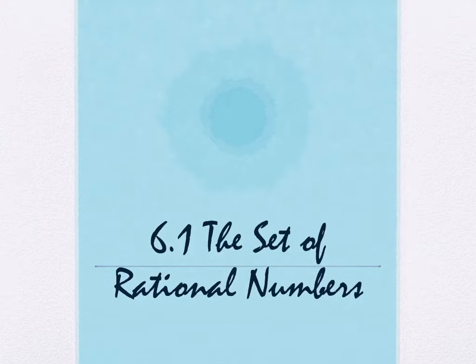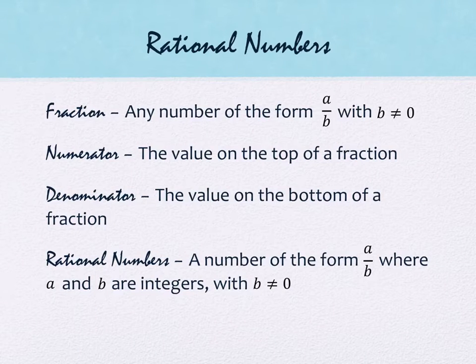All right, so today we're going to take a look at section 6.1. The title is the set of rational numbers, and what we're looking at in this section is probably what you are more familiar with calling fractions. So fractions is a more specific term. It's a little bit more narrowly defined than rational numbers, but we'll start there anyway.